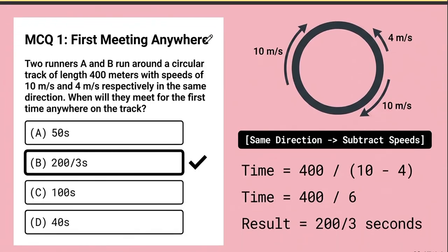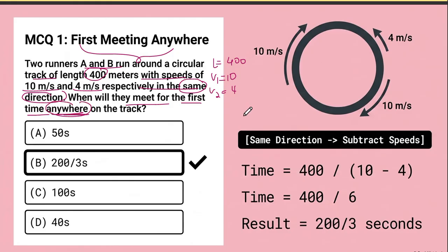Our question number one: first meeting anywhere. Two runners A and B run around a circular track of length 400 meters, so the length of the track is given as 400, with speeds of 10 meters per second and 4 meters per second. So V1 is 10 meters and V2 is 4 meters, respectively, in the same direction. The important thing here is that the direction is the same. When will they meet for the first time anywhere on the track? The word anywhere is important here.